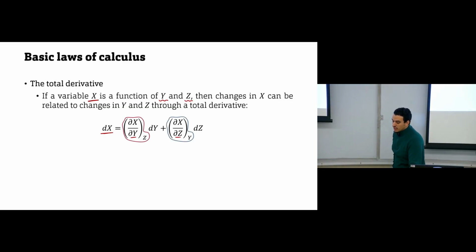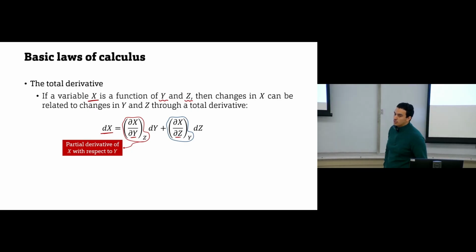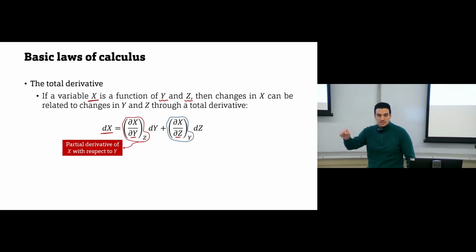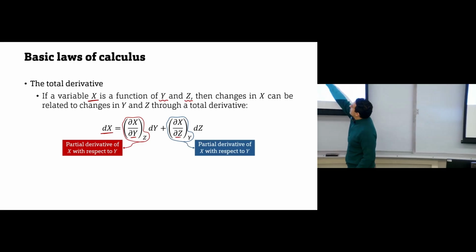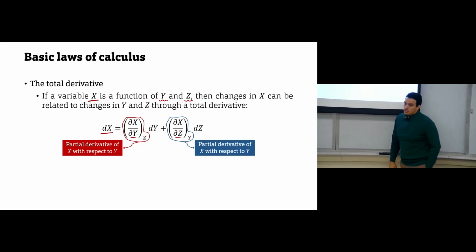So in this equation we have two terms. The first one is the partial derivative of x with respect to y: how x will change if changes happen in y while z is constant. The other one is the partial derivative of x with respect to z. Okay.